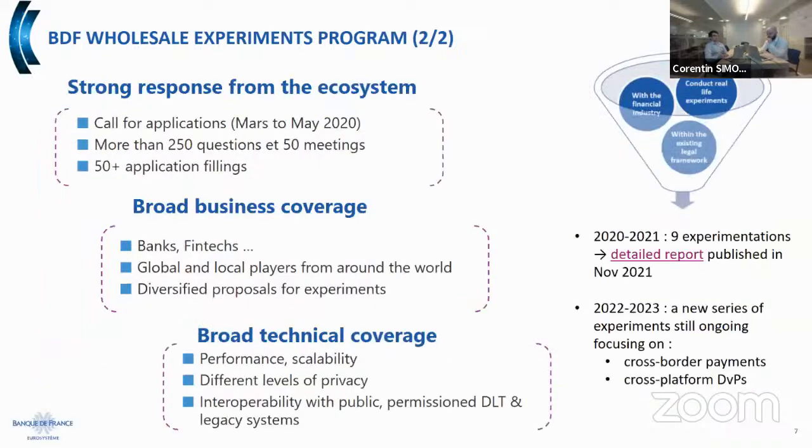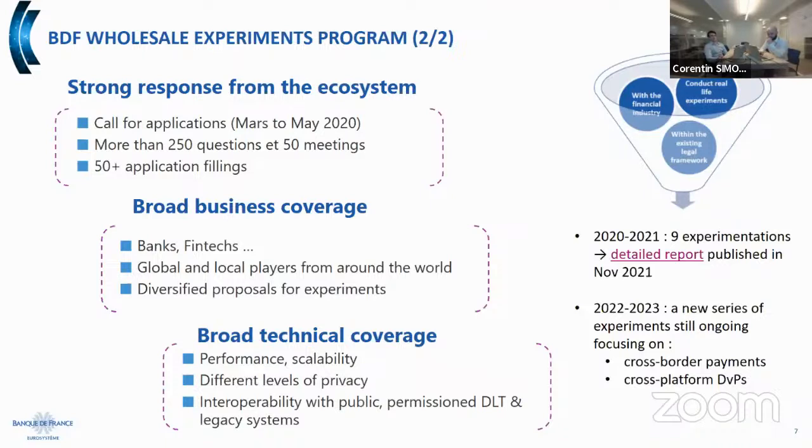To summarize, the objective of Banque de France with this call for application was to conduct real life experiments with the financial industry and within the existing legal framework. And this call for application received a great success with a strong response from the ecosystem. We received more than 50 application filings with a broad business and technical coverage.